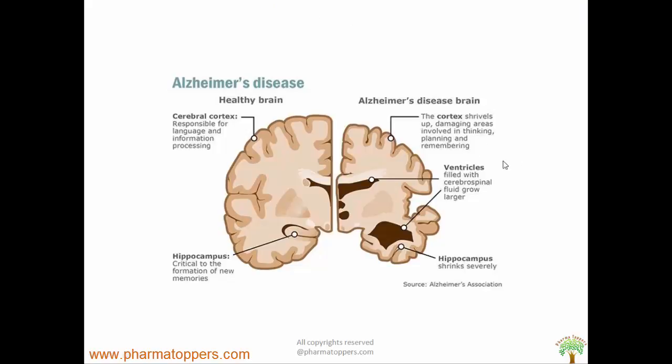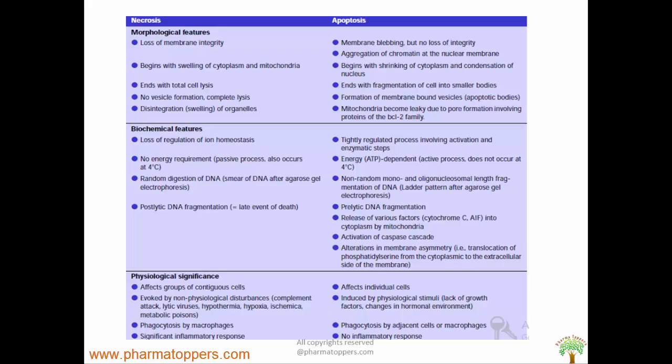You could see here the cerebral fluid grows larger, whereas in case of healthy brain it is within its capacity. And also here you could see there is a normal hippocampus lobe, whereas the hippocampus lobe shrinks severely, which is responsible for memory, or basically the most important nucleus involved in this is the amygdala nucleus, which converts the short-term memory into the long-term.